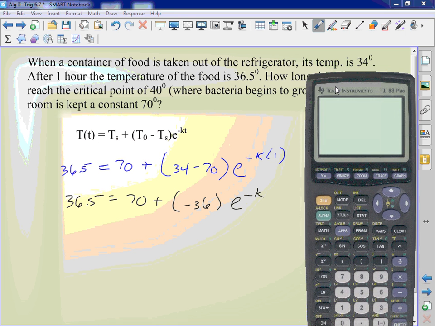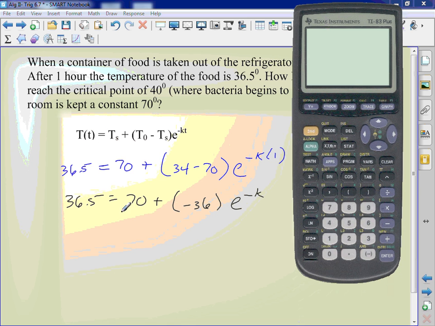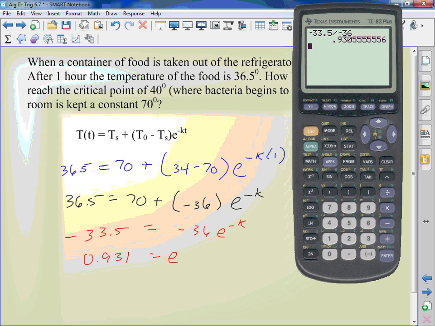All right. First thing I need to do, I just went through, I did 34 minus 70, and then negative k is the exponent. My first step should be what? Subtract the 70. So 36.5 minus 70 is negative 33.5, negative 36 e to the negative k. How did you even get negative 30? 34 minus 70. Next step, divide by negative 36. So negative 33.5 divided by negative 36. I get 0.931 e to the negative k.